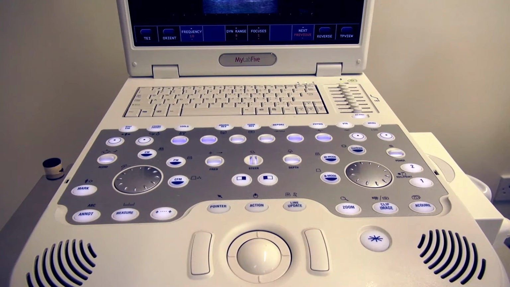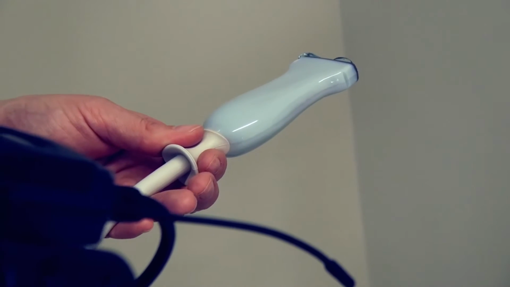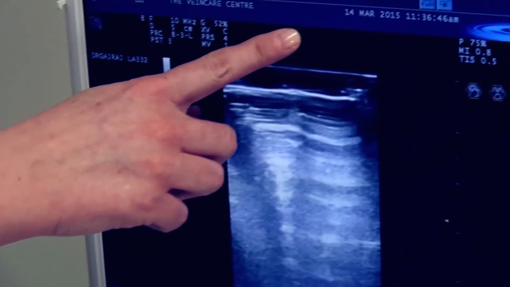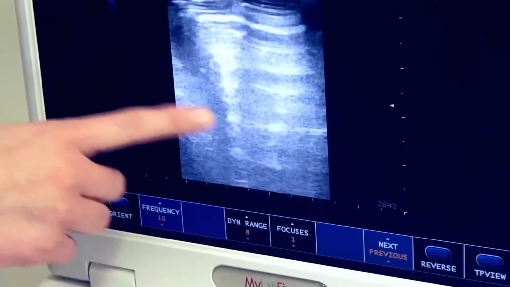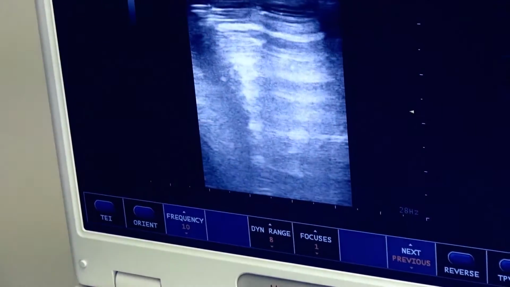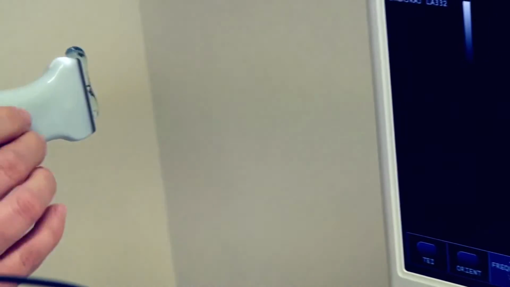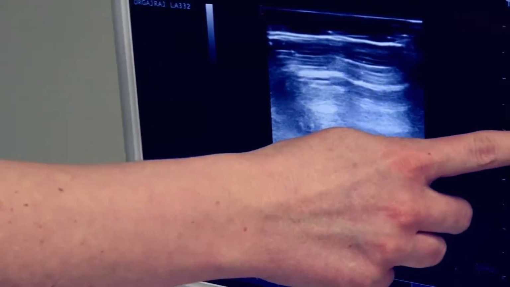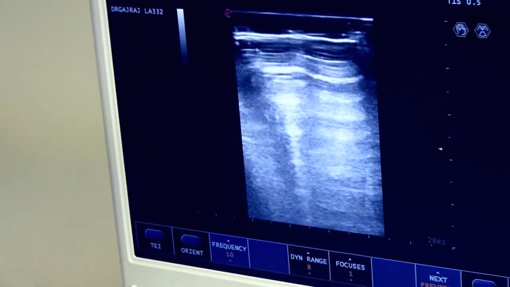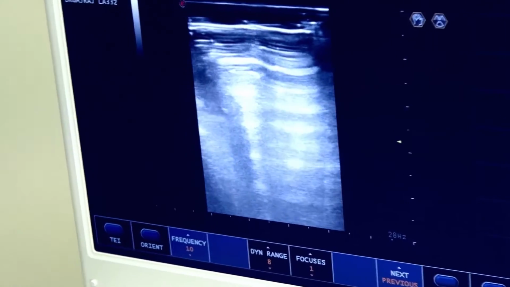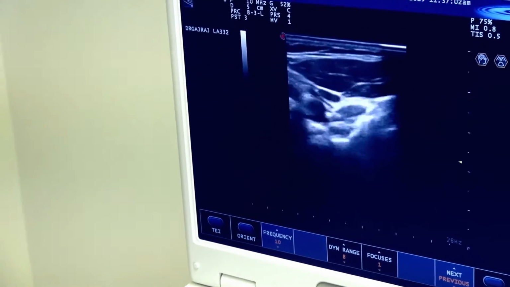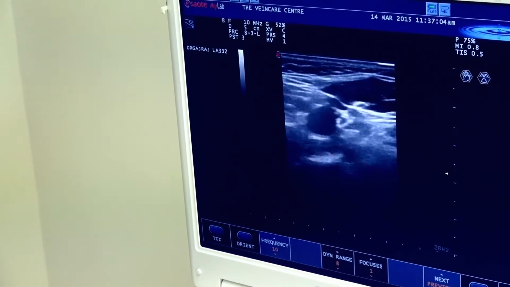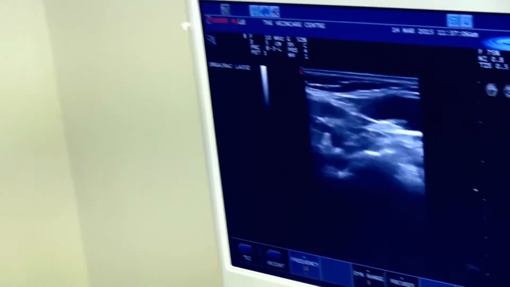You can see a transducer in a transverse position. On the screen, this equates to the front of the patient, the back of the patient, the right and the left. Turning the transducer 90 degrees into a longitudinal position, this now reflects the patient's head, feet, front and back. Starting in transverse position, you can identify the vein. In this instance, looking at the carotid artery.